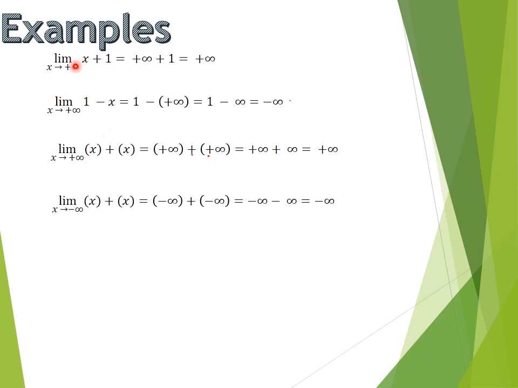So here we have the limit of x plus 1 as x tends to plus infinity. We replace x by plus infinity. So we get plus infinity plus 1, which is plus infinity as we said before. So plus infinity plus a number is plus infinity. Now if we have 1 minus x and we need to replace x by plus infinity, so it's 1 minus plus infinity. Minus times plus infinity is minus infinity, and 1 minus infinity is minus infinity. So I think that these operations are very easy.